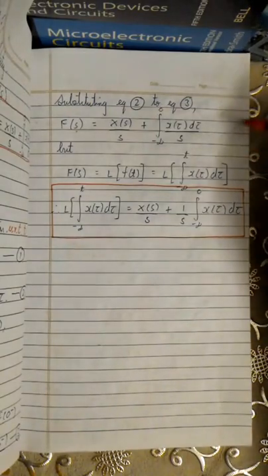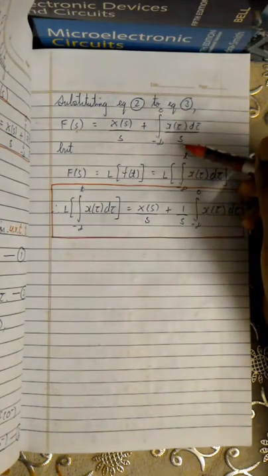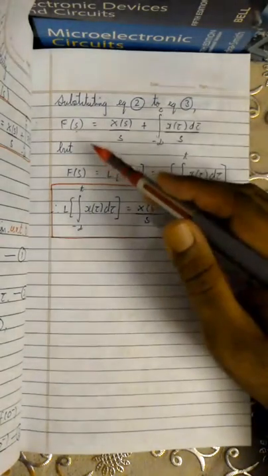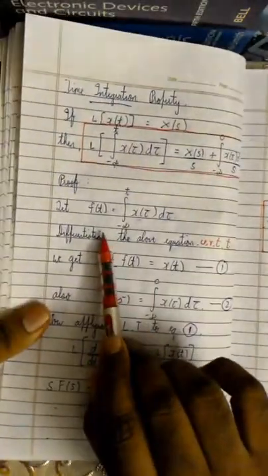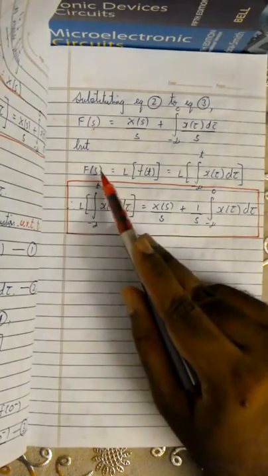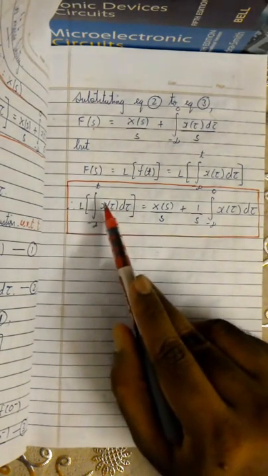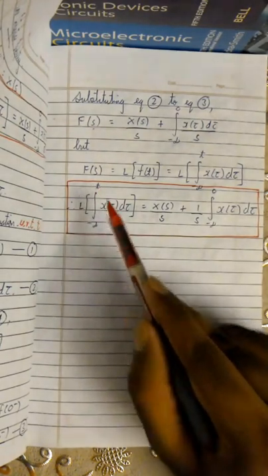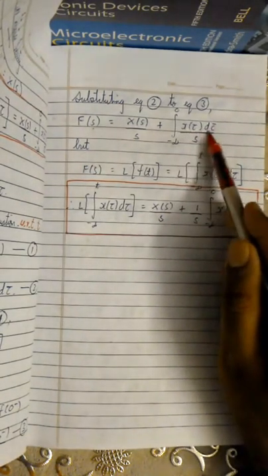Substituting equation 2 into equation 3, this will become F of s equal to X of s by s plus the integral from minus infinity to 0 of x of tau d tau by s. This term is f of 0. But F of s is nothing but the Laplace transform of f of t, and I have already defined f of t in the beginning as the integral from minus infinity to t of x of tau d tau. Therefore, the Laplace transform of the integral from minus infinity to t of x of tau d tau is equal to X of s by s plus 1 by s times the integral from minus infinity to 0 of x of tau d tau.